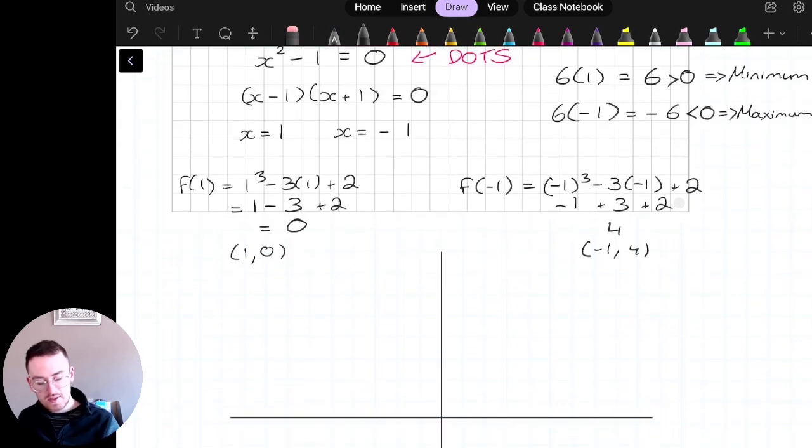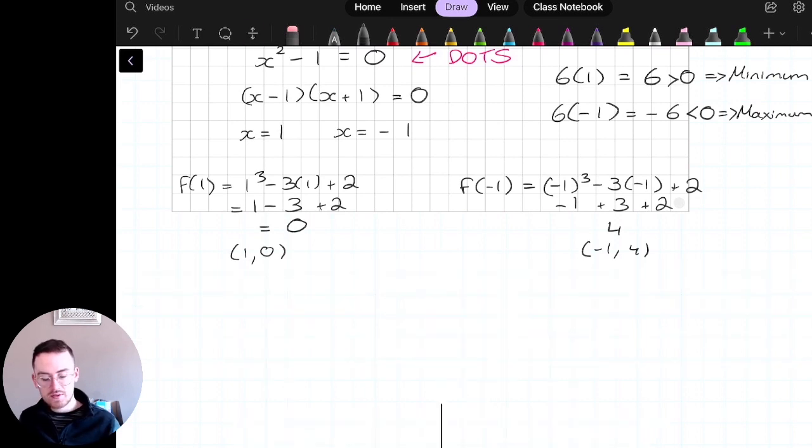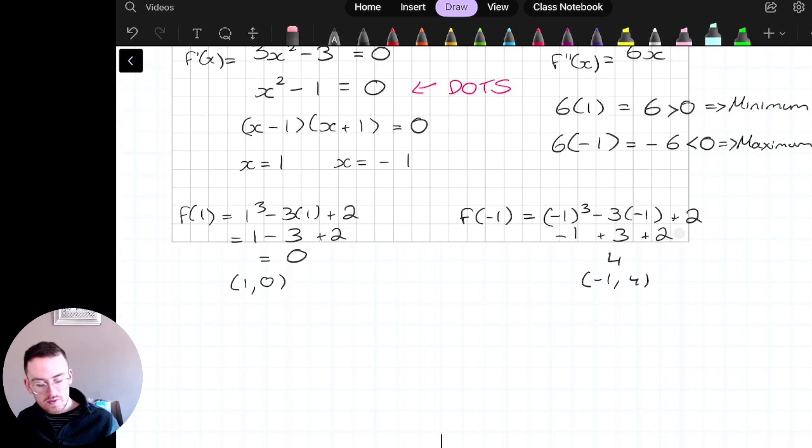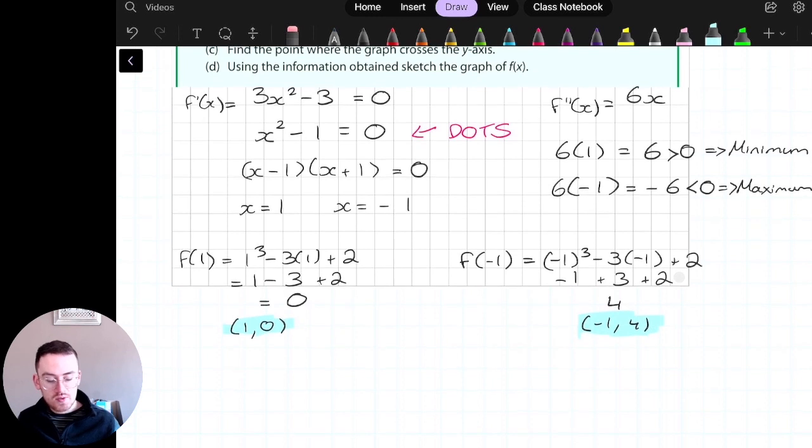Let me move down my axes a little bit because we have a bit more to find out. First of all, we found our two turning points, (1, 0) and (minus 1, 4). We had already decided that our maximum turning point was at x equals minus 1 and our minimum turning point was at x equals 1. We can see from the coordinates that we are correct: this is going to be our minimum one and this is going to be our maximum one. That's going to be important when we come to draw our sketch.